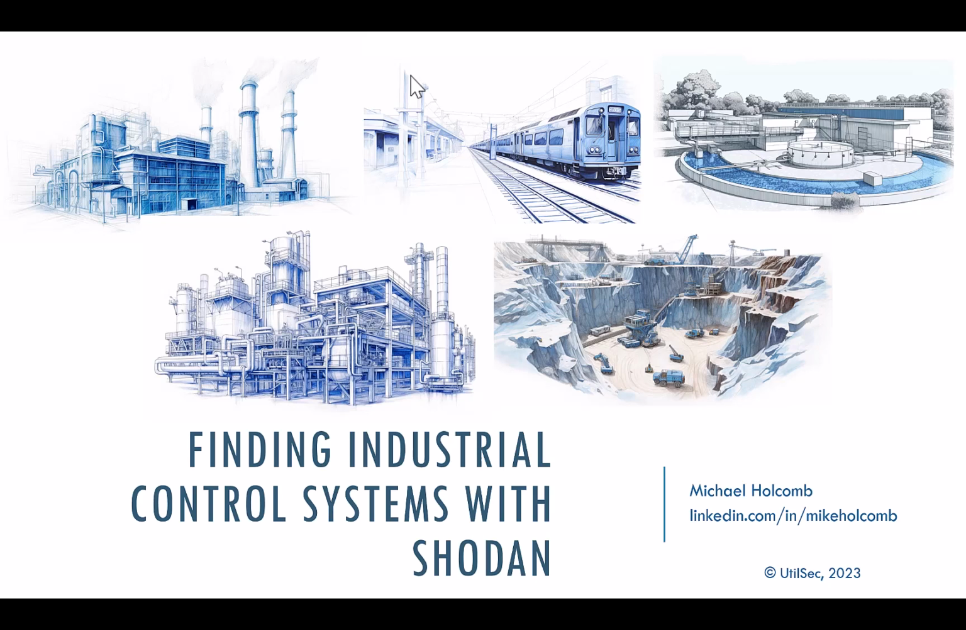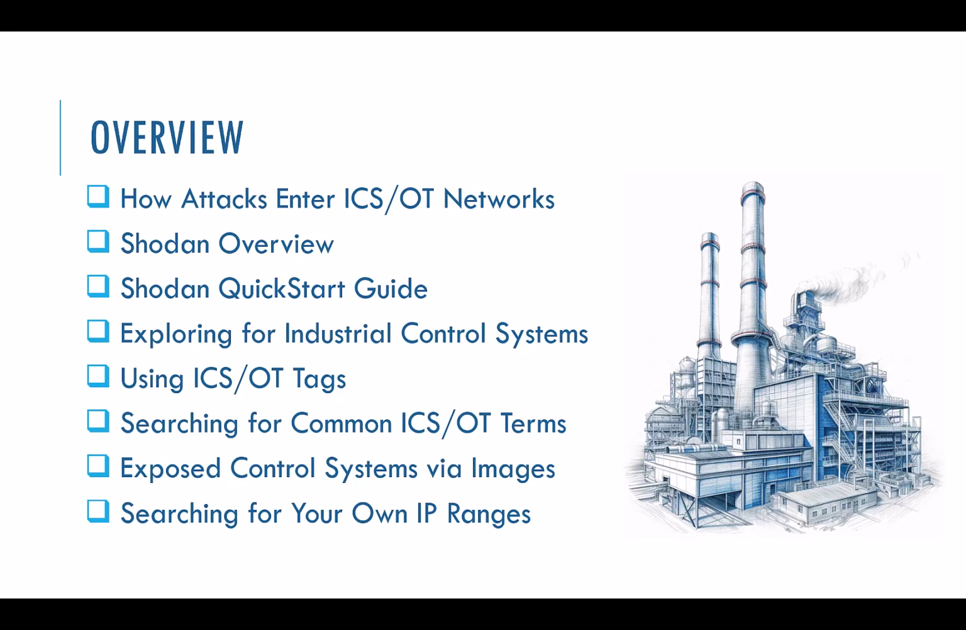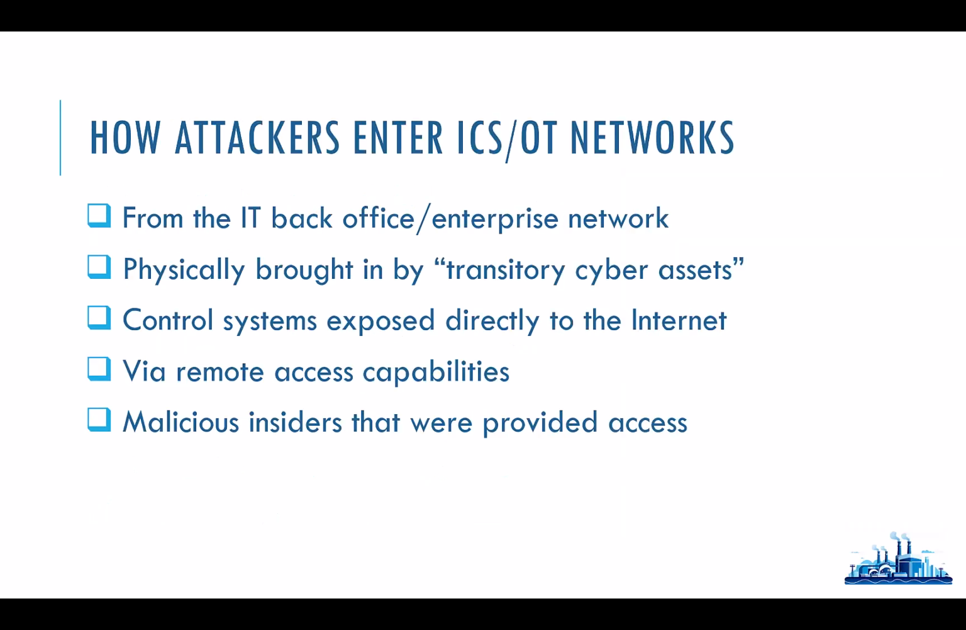So let's go ahead and jump into the rest of the presentation. And the idea is we're going to take a real quick look at the more common ways that attackers get into these different types of environments. And then the rest of the section, we're just going to look at how we can find these different types of systems that are connected or exposed to the internet using the Shodan search engine. So there's a couple of main different ways that attackers can get into control system environments.